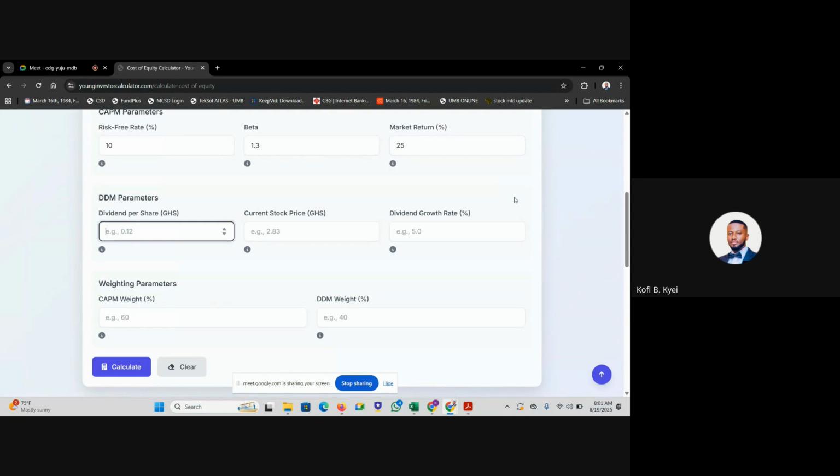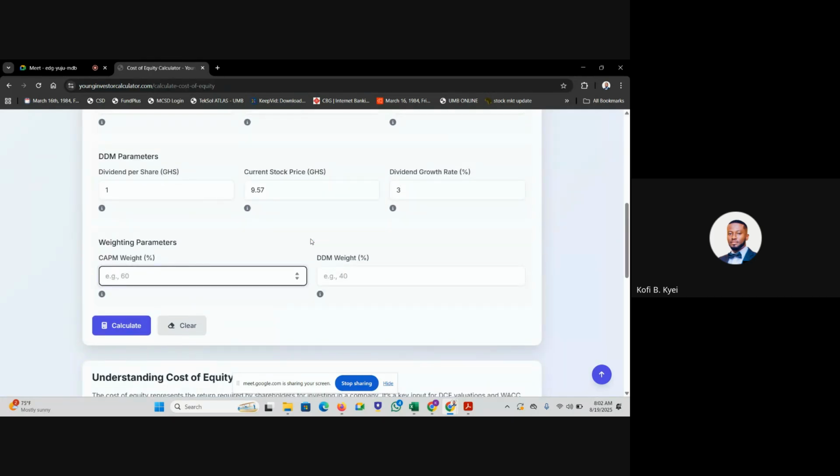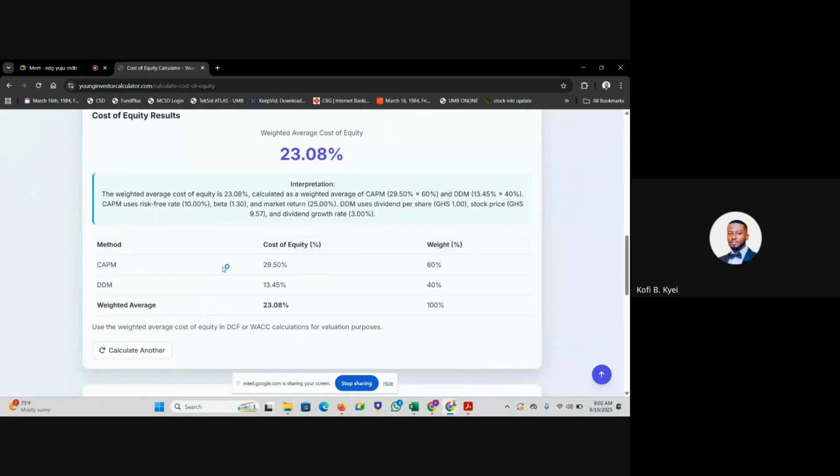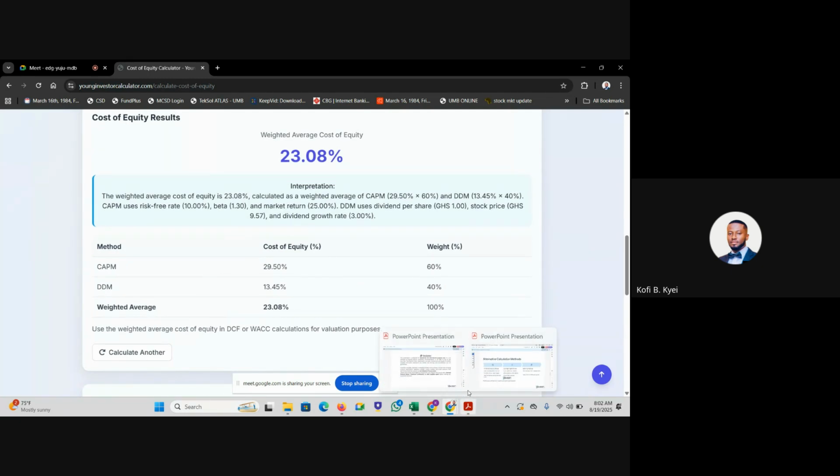If you decide to use the dividend and DDM parameters, dividend per share, let's say it's 1, current share price 9.57, dividend growth rate, it's very difficult to tell. Let's say 15. No, 15 is too high, so we can put 3. Then the weights you want to apply: CAPM, let's say 60, DDM 40. As you can see, CAPM came up to 29.5. I think it's close to what we have in our presentation.